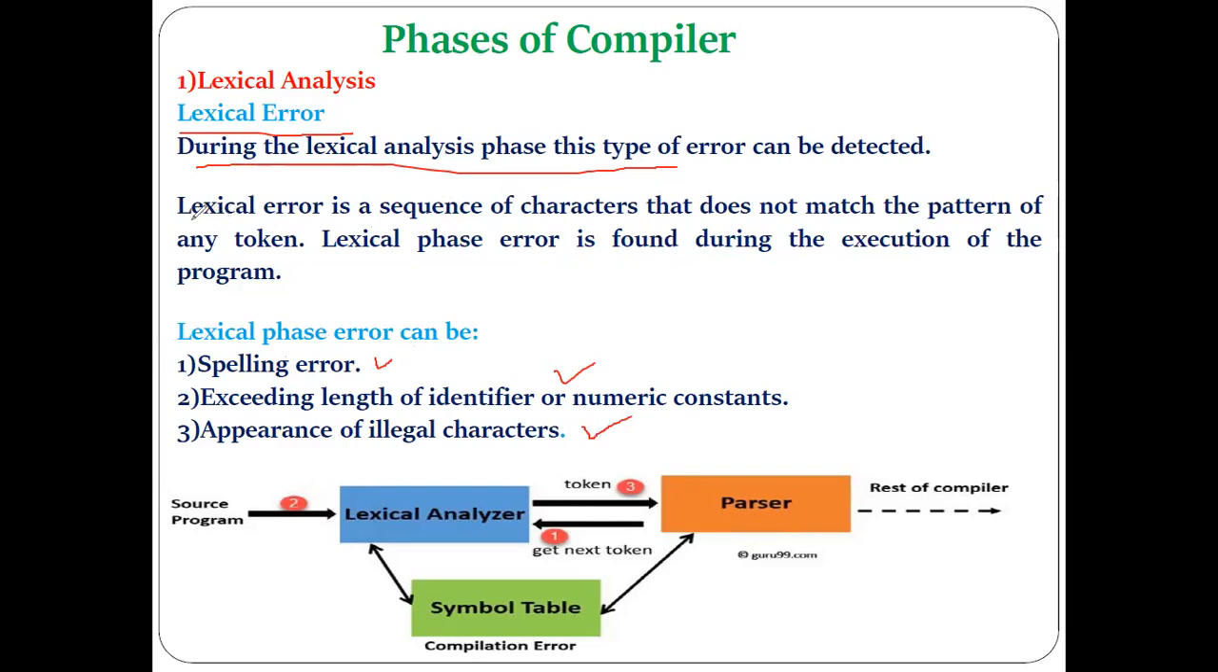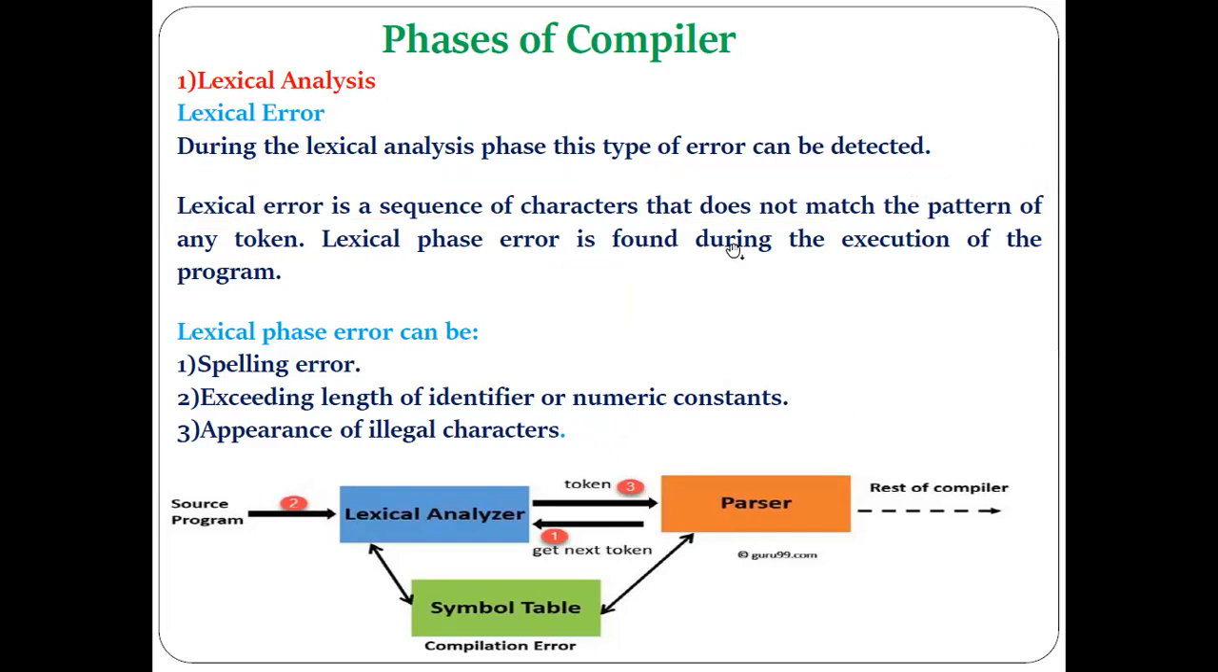So what do we mean by lexical errors? A lexical error is a sequence of characters that does not match the pattern of any token. If some sequence of characters present in your source program doesn't match the standard rules, that is, the pattern, which were already described while the compiler was being designed, then there is no formation of tokens. Tokens are not generated, and if tokens are not generated, it means there is a lexical error. Different lexical errors can be encountered during lexical analysis. These are some of the common errors I have mentioned here.